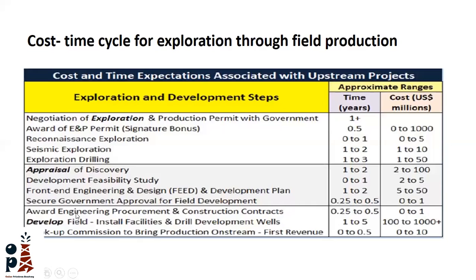The third phase is development. In this phase, you finish your tenders and you have a contract now. This may take 6 months, and you may pay $1 million. And then you install your facilities and drill development wells. This may take 5 years, and you may pay from $100 to $1,000 million.